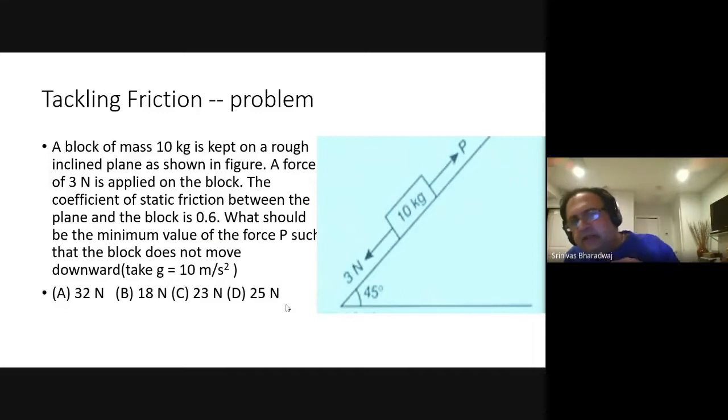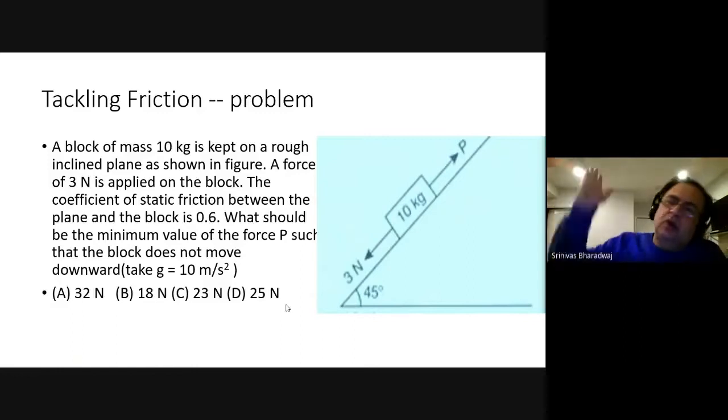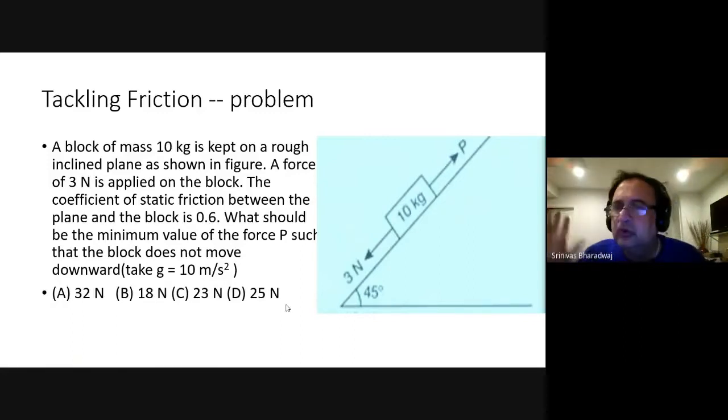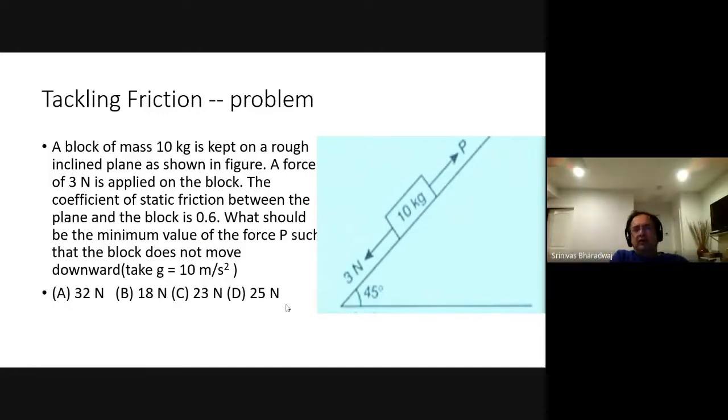So the tendency of the block is to move downward. Now what is the tendency of the friction? It is to oppose it. So the static friction should be upwards. That's what they are saying. Once you realize that, your problem is solved. So you're trying to give a minimum force. If you didn't give that minimum force, what will happen? It will tend to slide downwards. But you're giving that minimum force. Some help you get from friction. Friction is acting along with the force, in the same direction of the force.